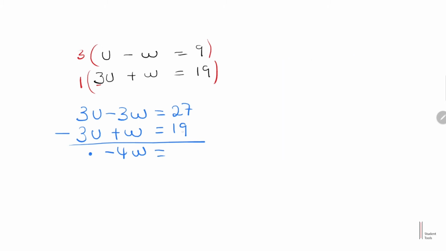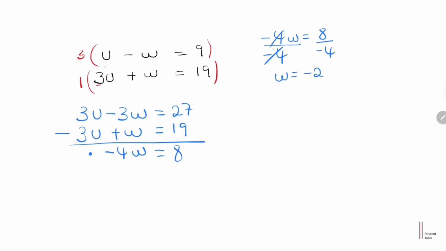And that is equal to 27 minus 19. So that is equal to an 8. So now we have minus 4w equal to 8. And we want to make w the subject. To make w the subject, we have to divide by negative 4. And also on the right hand side, we divide by negative 4. So this will cancel this, such that w will be equal to positive 8 divided by negative 4. That is equal to negative 2. And now we have the value of w.